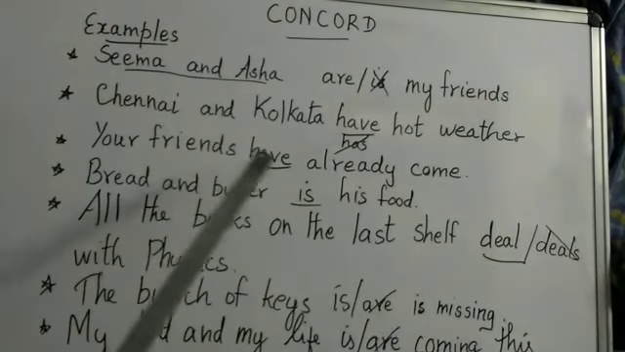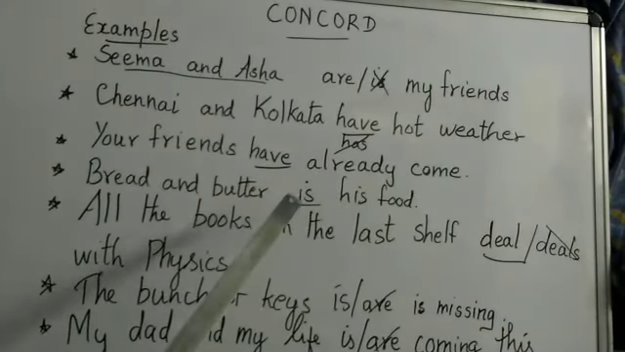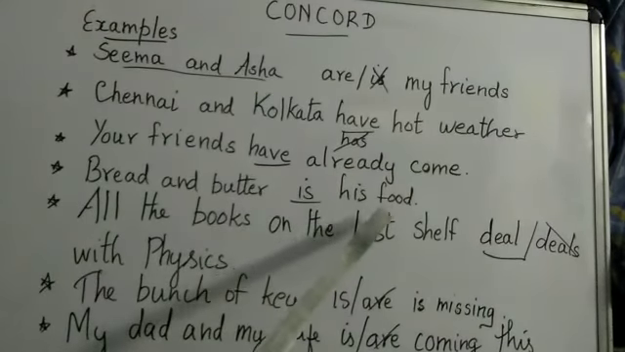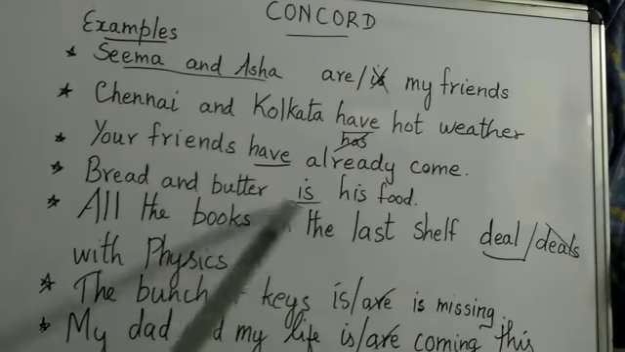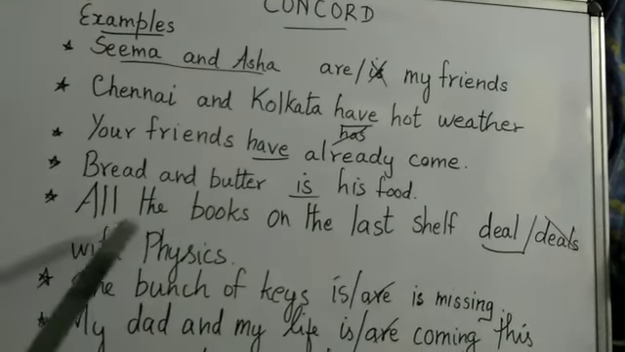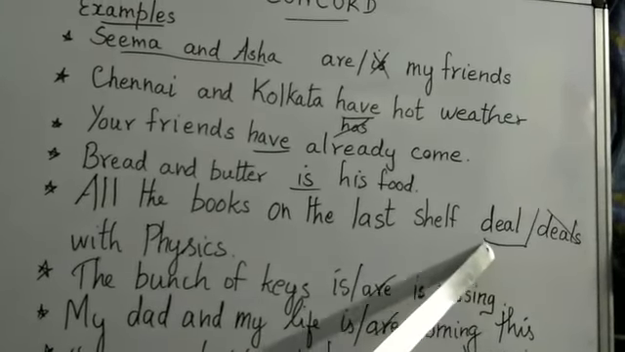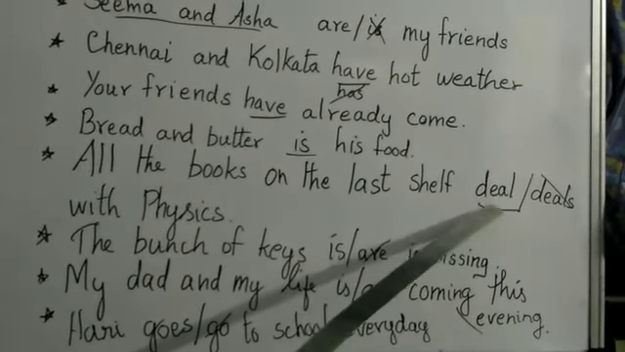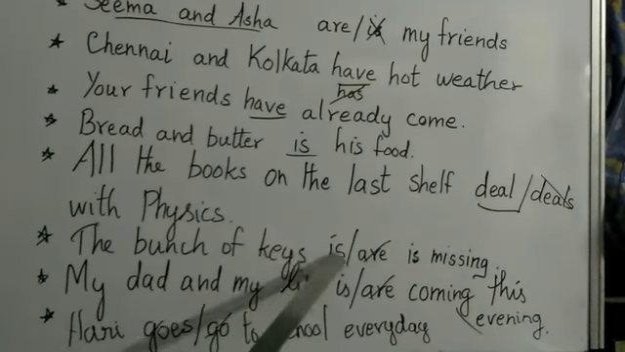Your friends have already come. So many friends, no? So as I said, the plural verb have. Next one, bread and butter is his food. Bread is different, butter is different, but both of them are treated as a single unit. So bread and butter is only will come, not are. Next one, all the books on the last shelf deal with physics. All the books, so it should be plural, no? Plural verb, deal.